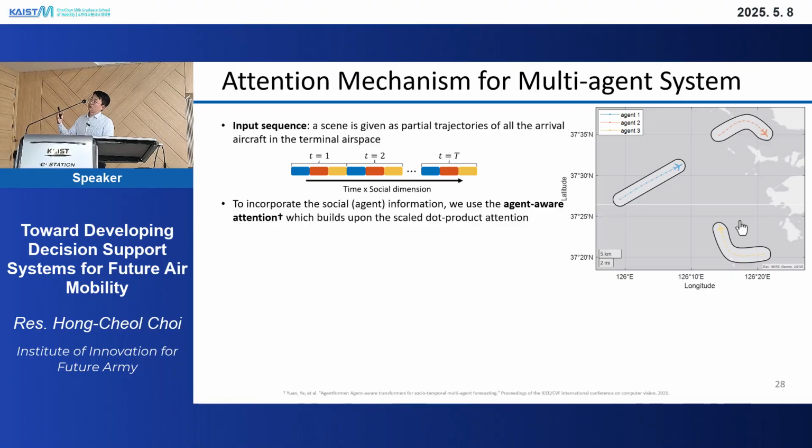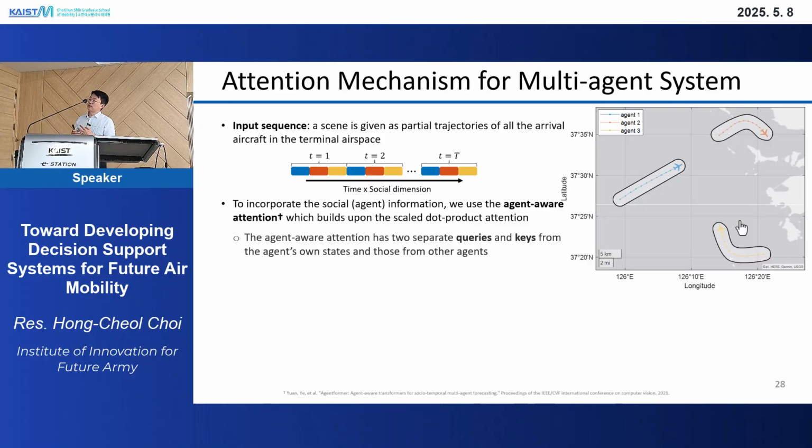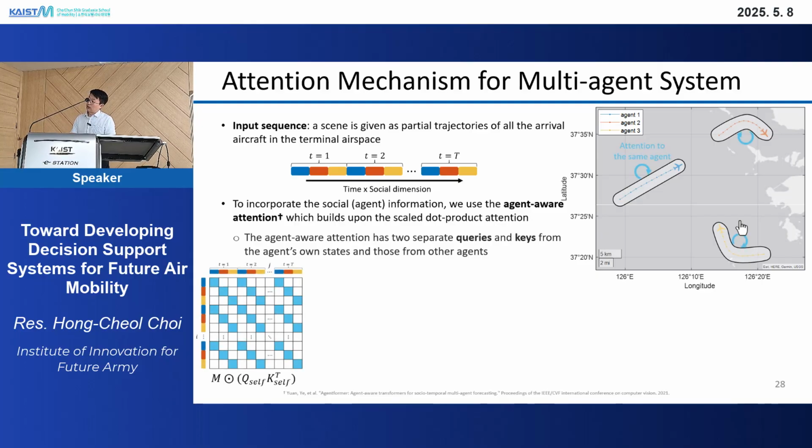So in order to preserve or maintain this agent information in the neural network, we can use agent-aware attention. This attention has two separate queries and keys. As previously mentioned, it uses separate layers, and the first layer focuses the attention on the same agent.